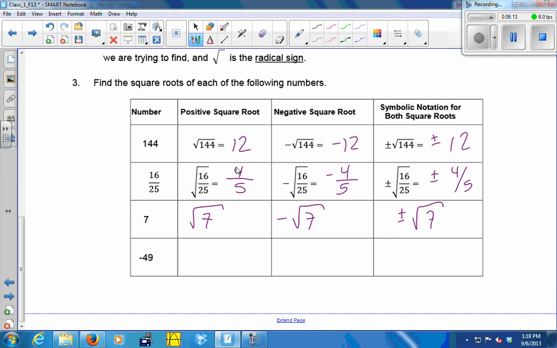Okay, negative 49. So I want the square root, right? That means what number do I square to make negative 49? Well, 7 squared is positive 49. So negative 7, oh wait, negative 7 squared is also positive 49.